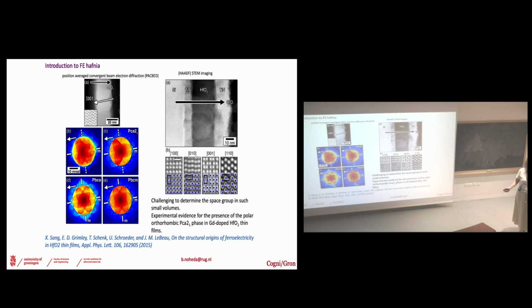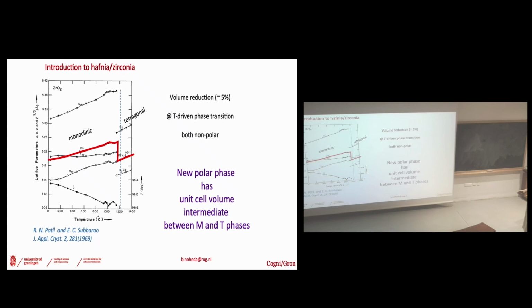There is now much more work done on this. I'm just basically showing you the first works on that, the pioneering papers. And people indeed showed transmission electron microscopy compatible with this orthorhombic polar phase. So there was quite a lot of agreement that this is the phase that everyone is seeing, and there's by now a lot of papers on that.